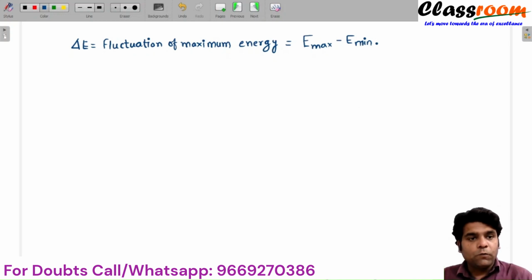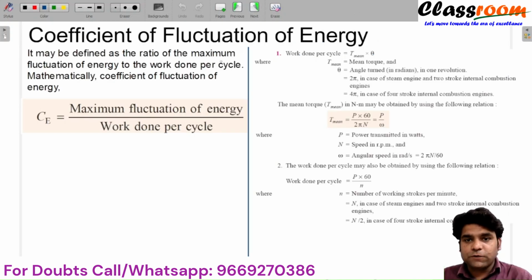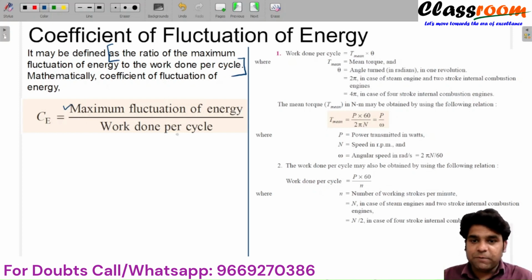Now we will see the coefficient of fluctuation of energy. It is defined as the ratio of the maximum fluctuation to the work done per cycle. Mathematically, the coefficient of fluctuation of energy is the maximum fluctuation of energy, that is E max minus E minimum, divided by the work done during the cycle.